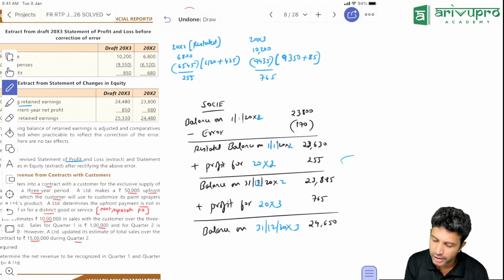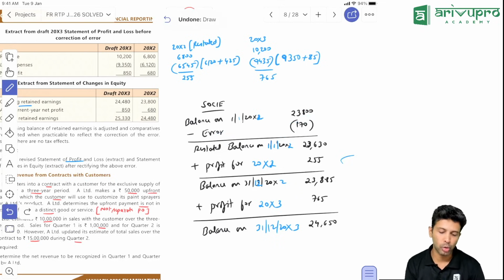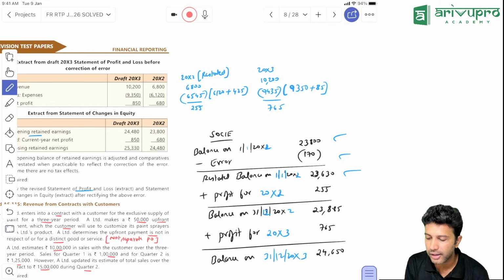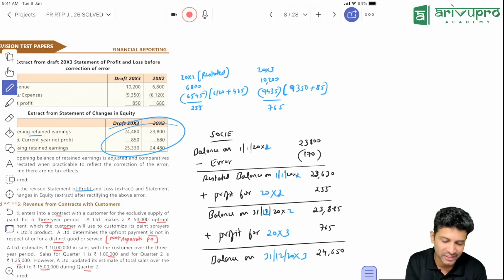That's it. So here we have already corrected. Error going beyond the previous year, we adjusted through the opening balance of retained earnings. So take the number given, correct the error, and you'll get the restated opening balance. You can also present in this fashion only, in the same format. Here I've just done it for both the years together. You can do the presentation this way.